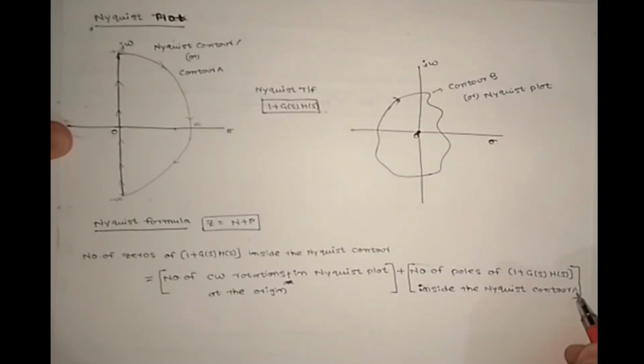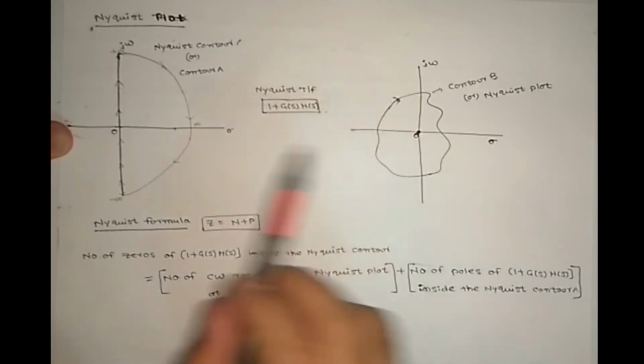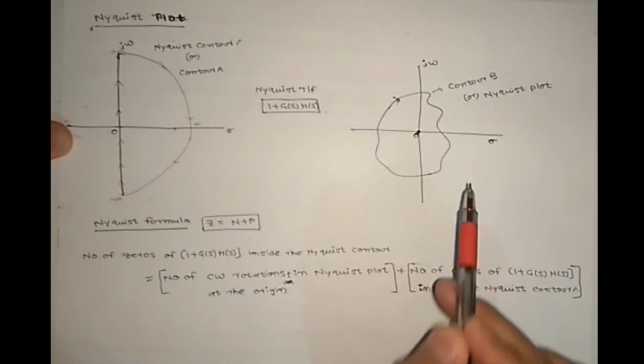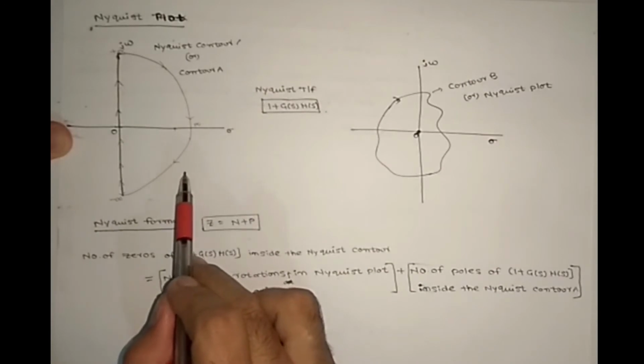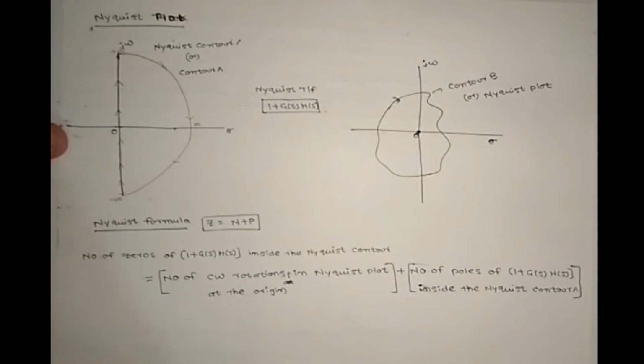the contour A, or Nyquist contour. This is the Nyquist contour, and this is the Nyquist plot now. Before, we used to call this contour A and contour B, but from now onwards this is the Nyquist contour and this is the Nyquist plot. This is the formula, right?